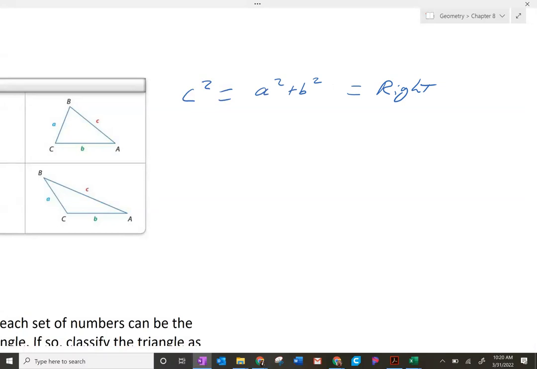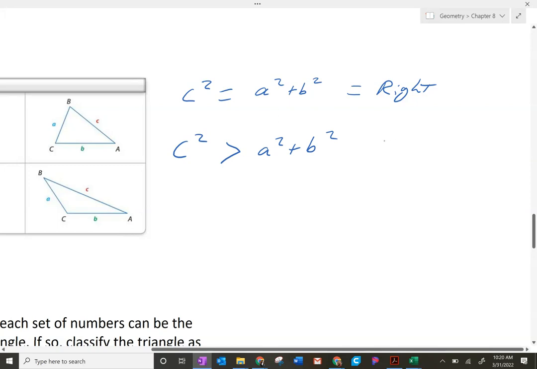And I'm having you guys write it with C first because it makes figuring out the next part a little bit easier. This is like the formula for what? So this is going to be Pythagorean inequalities. Okay? So if C squared equals A squared plus B squared, it's a right angle. If C squared is bigger than A squared plus B squared, it's an obtuse angle.